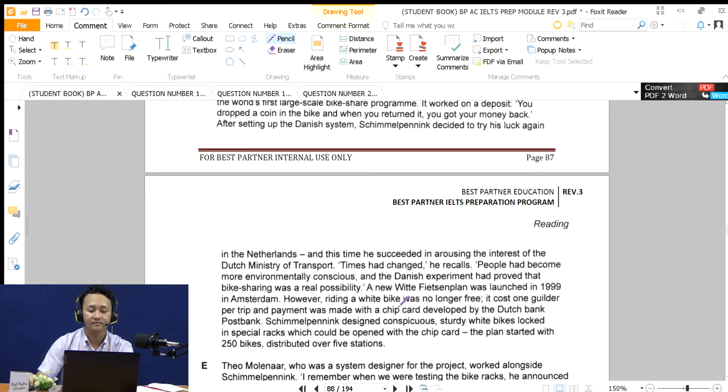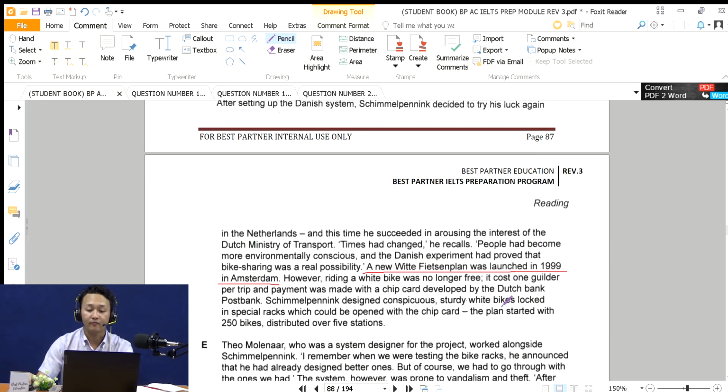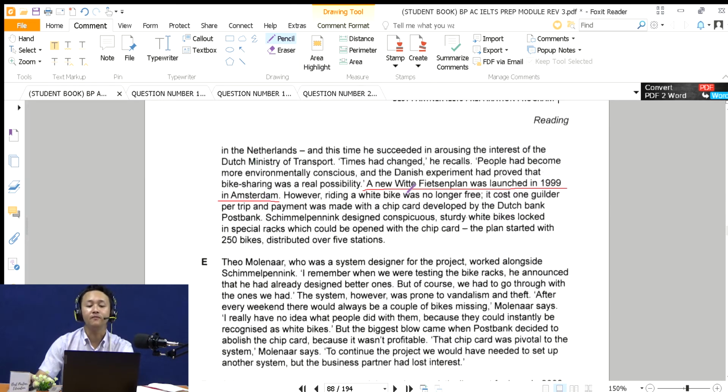Okay, that's a very difficult name to say. It's in Dutch, but this new type was launched in 1999 in Amsterdam. There you go, you have found the location of the information.